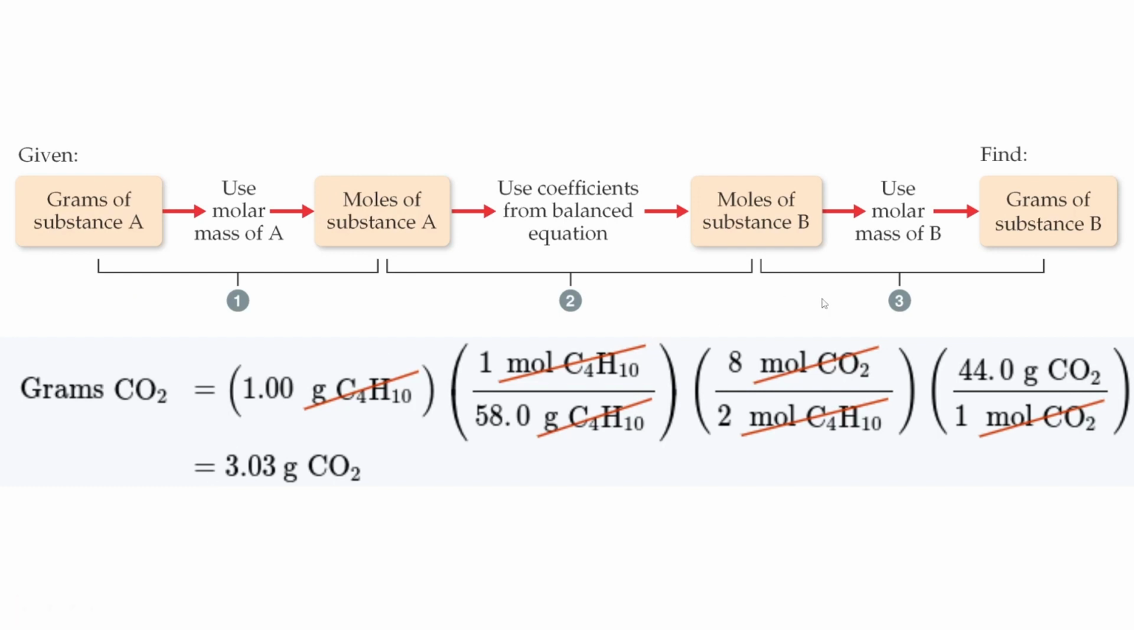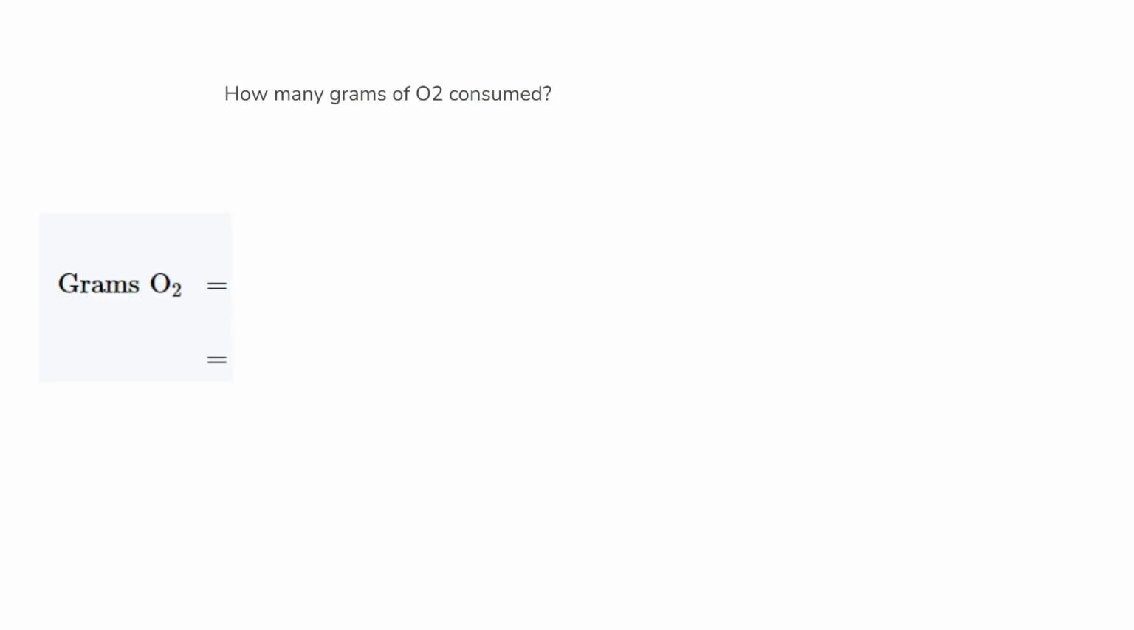This is a good graphic organizer of the steps that we just did to go from our given to what we want to find. And this on the bottom is just all the steps from this slide put into one big dimensional analysis equation. Now that we know how many grams are produced of carbon dioxide, how can we determine the grams of oxygen that are consumed?